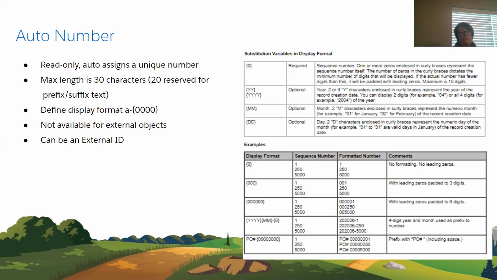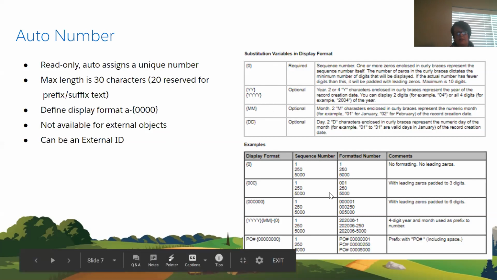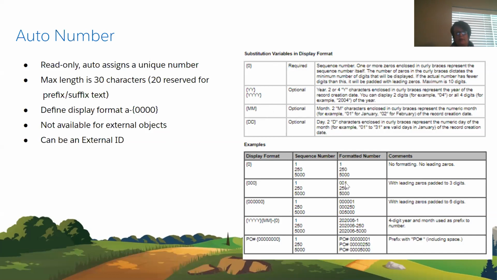You can define a specific display format, and if you click the helper text when you're creating an auto number field, it pops up this great little guide that I had completely forgotten about because I hadn't done an auto number field in quite a while. It shows you exactly what your variables look like that you can add to customize how your auto number displays, and then also gives you examples of what that display format looks like, including how your leading zeros would display. It's not available for external objects, and it can be an external ID.